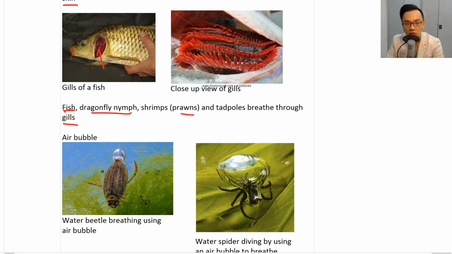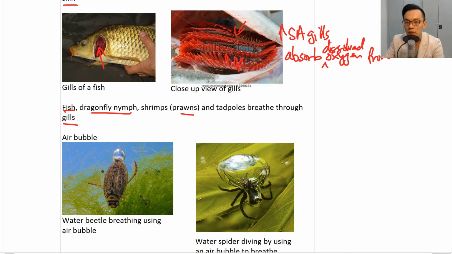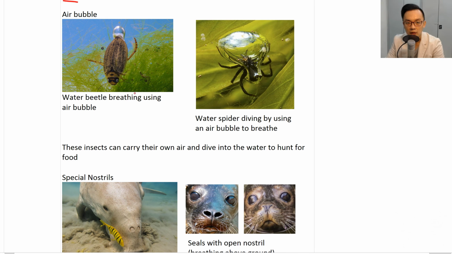So these are the gills of a fish, and if you look at the gills of a fish, there are a lot of small little things coming out, which increases the surface area of the gills, so that they can absorb dissolved oxygen from the water. All the water will pass through the gills like this. It will go in through the mouth and come out through the gills, and then the gills will absorb the dissolved oxygen.